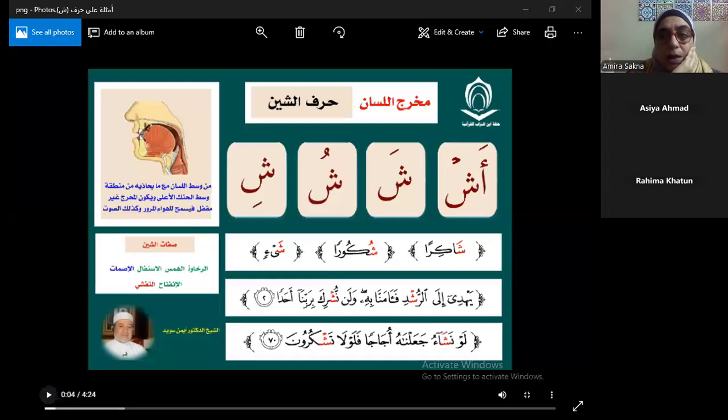We are going to continue now the articulation point of Jim, Sheen, and Yaa. We will take examples regarding the letter Sheen. Now you can see. As we agreed, we will pronounce the letter in all four cases.